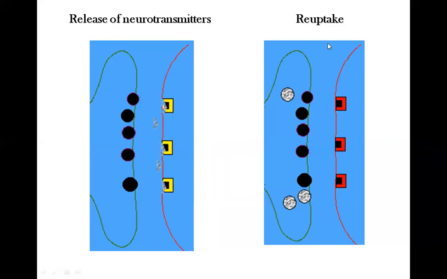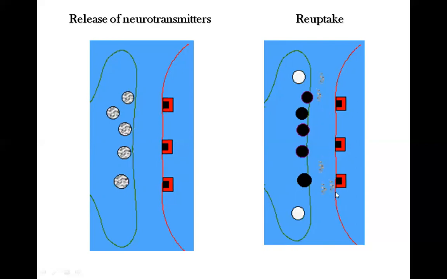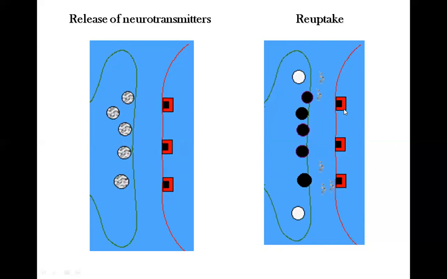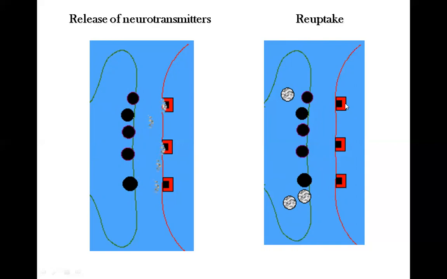Suppose the reuptake is very fast, then the sending neuron is retrieving the neurotransmitters back from the synapses really fast. This way, the neurotransmitters have very little time to stimulate the receptors. They have little time to cross over the synapses and get access to the receptors on the other side.